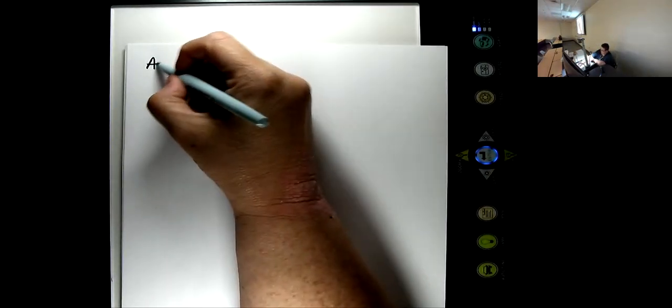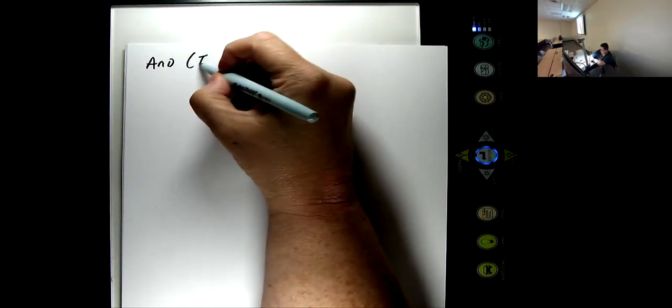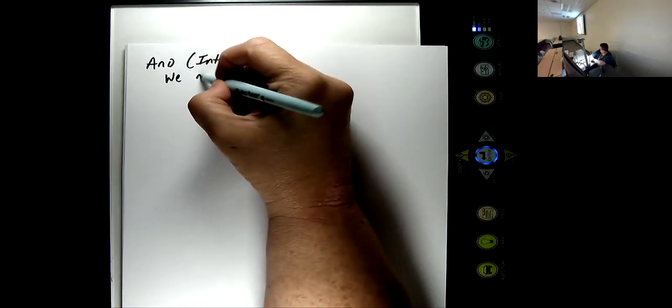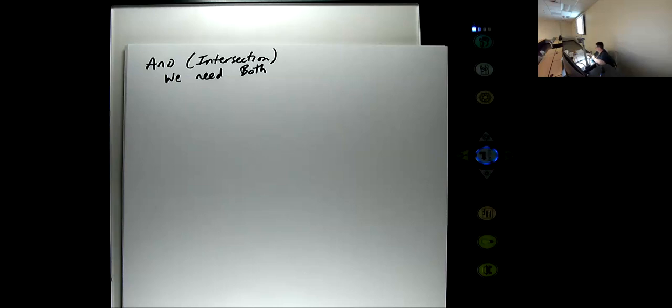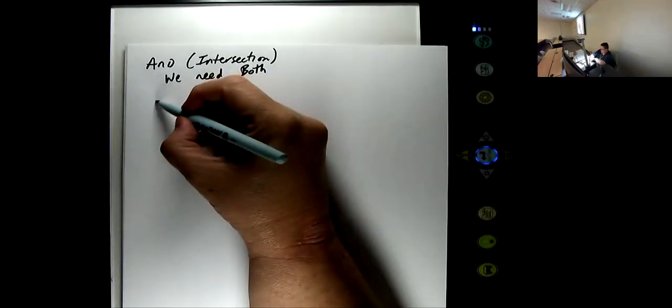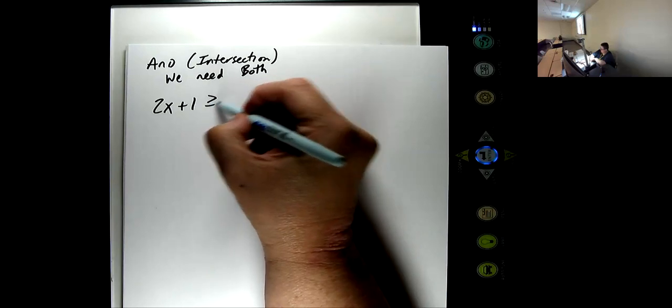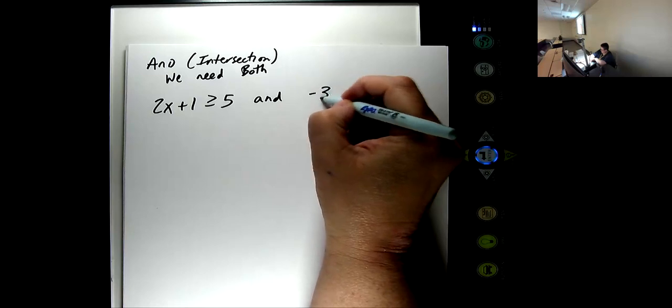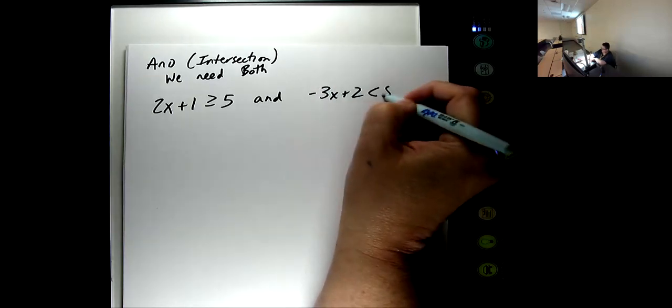All right, so the and, or the intersection, we need both. Just keep that in mind. Let's try another one. Let me have you guys try this one. 2x plus 1 is greater than or equal to 5, and negative 3x plus 2 is less than 5.